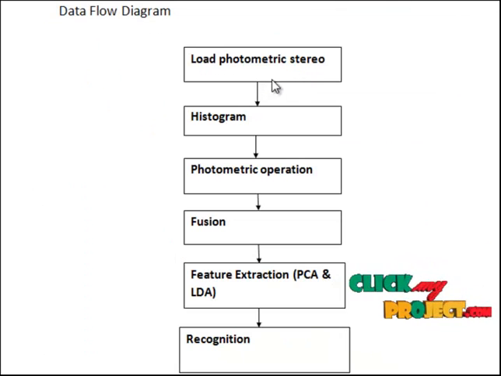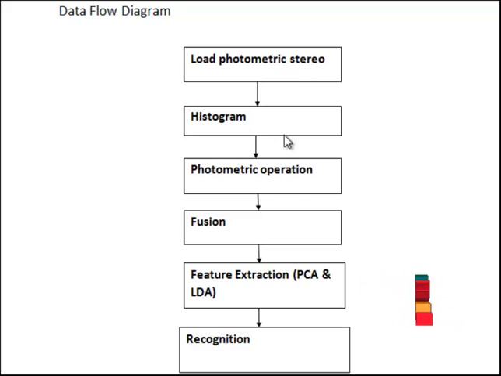First, we will load the images. Photometric Stereo is a technique in computer vision for estimating the surface normal of objects by observing those objects under different lighting conditions. Given a reference map, we can determine a unique value of radiance and hence image intensity from a given surface orientation. The next one is histogram. Then histogram will be applied for Photometric Stereo images. The next one is photometric operation.